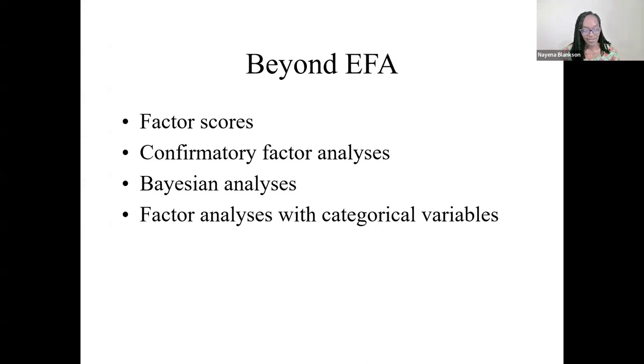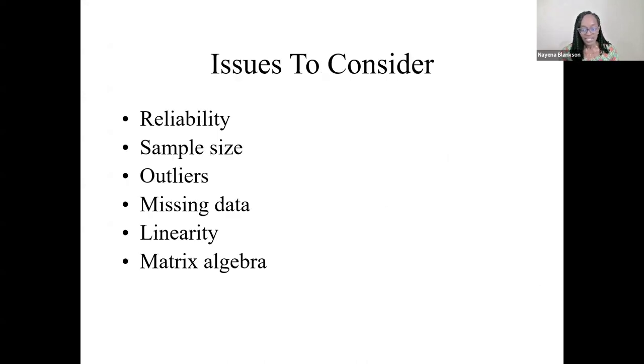These include factor scores, confirmatory factor analyses, how to conduct confirmatory factor analyses, Bayesian analyses, factor analyses with categorical variables. A whole session could be devoted to these topics. Additionally, there are several issues that researchers must consider before conducting factor analyses. What I've listed here are a few issues, but these are important topics to consider. Reliability of your variables and your data. Sample size is important to consider.